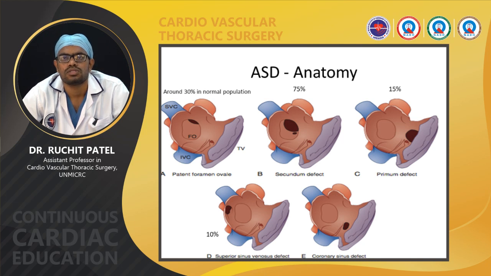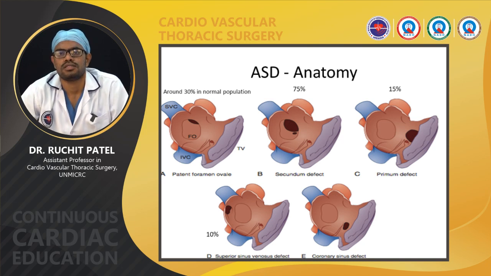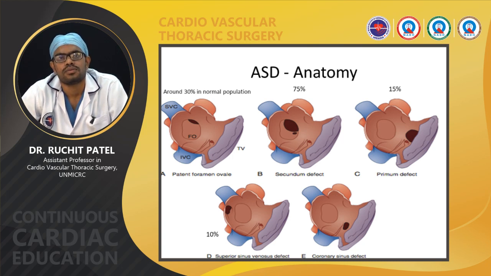The next most common is the ostium primum type, which is associated with AV canal defects in around 50% of cases. Then the sinus venosus defect occurs near the entry of either the superior vena cava or inferior vena cava. The least common type is the coronary sinus ASD, which is near the opening of the coronary sinus and associated with unroofing of the coronary sinus. And patent foramen ovale is found in around 30% of the normal population.